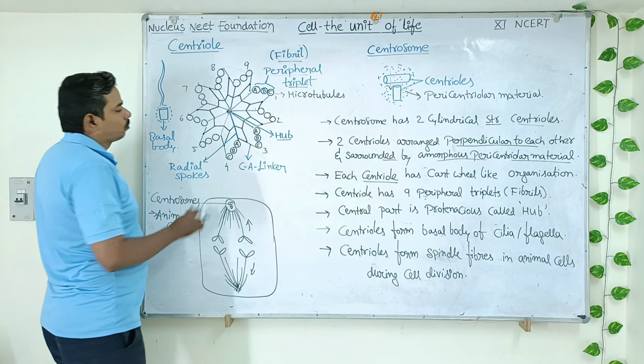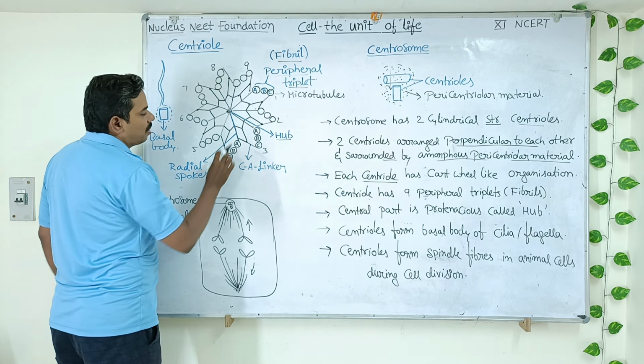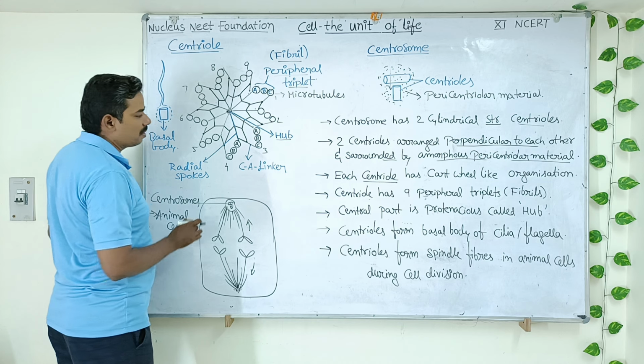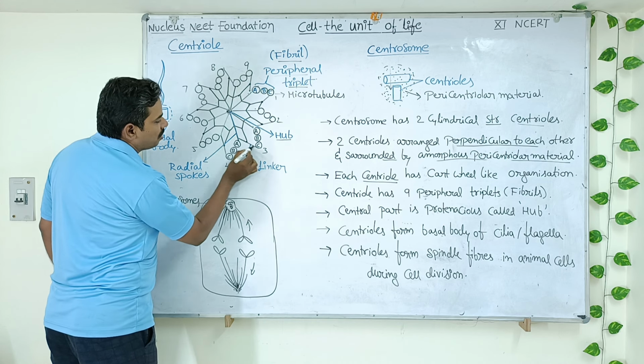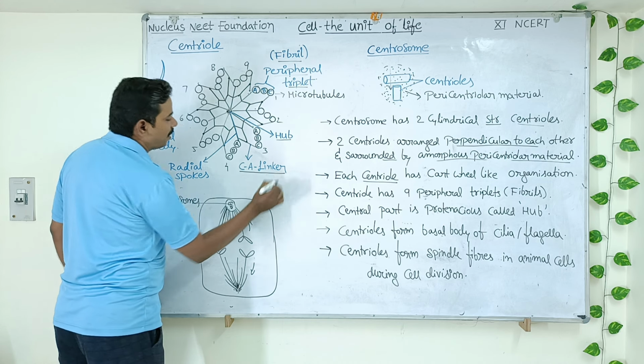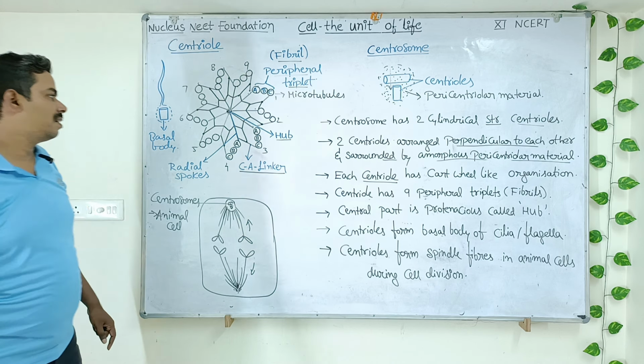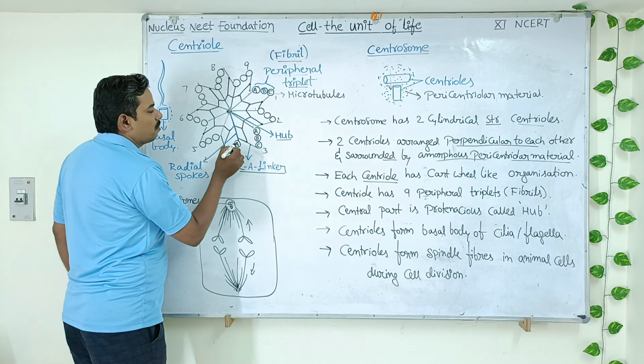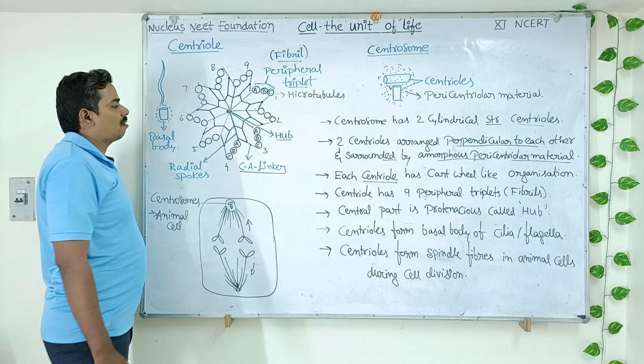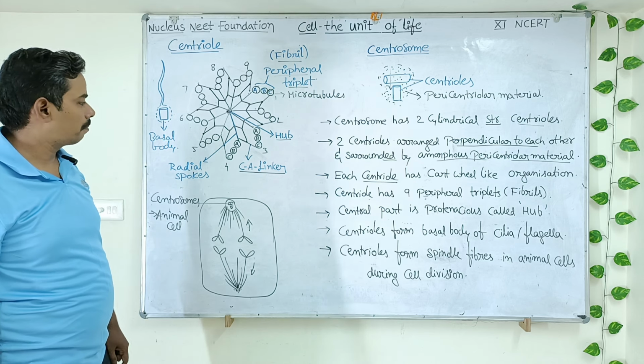Now look here, one peripheral triplet is connected to the adjacent peripheral triplet by a connection. This connection is called CA linker. It is called a CA linker, as it connects the C microtubule with the A microtubule. That's why it is called a CA linker.